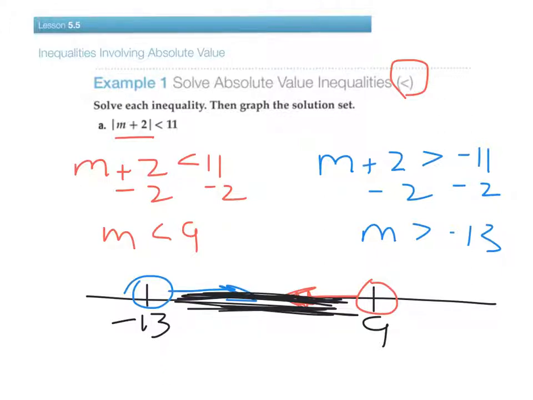So let's just try one answer. One number I know for sure that's in between is 0. So if I put a 0 in, 0 plus 2 is 2. Is that less than 11? And that's true. So I've tested it by looking at my graph. So there is my answer for an absolute value with a less than sign.